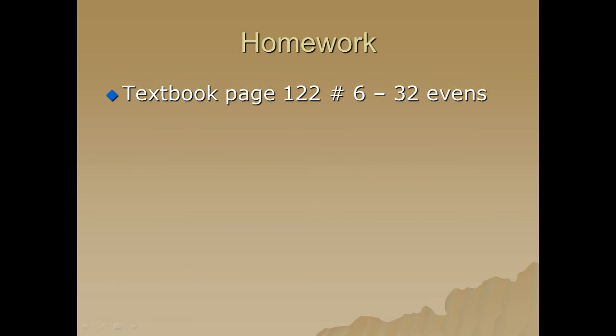Your homework in this section is textbook page 122, numbers 6 to 32 even.